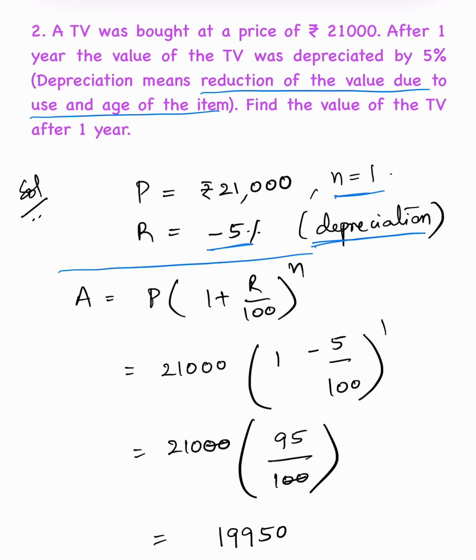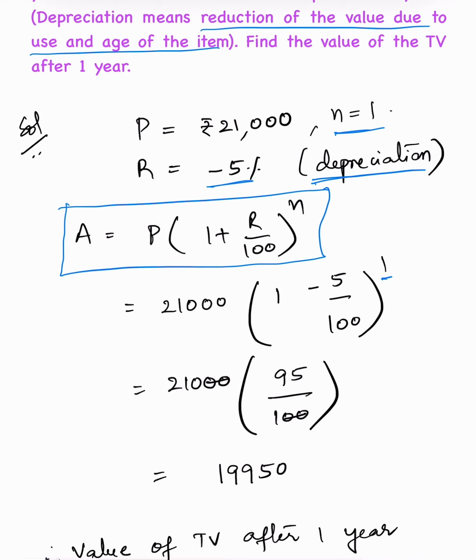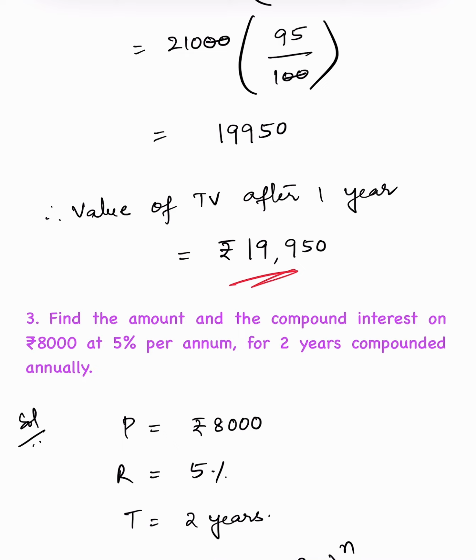So first let us apply the formula for amount. Amount equals P into 1 plus R by 100 whole power N. This is the amount formula. So here principal P is 21,000 into 1 plus, instead of R we put minus 5. Plus into minus is minus, so 1 minus 5 by 100 whole power 1, because N is 1 here. That is 21,000 into 95 by 100. After simplification this becomes 19,950. So the value of the TV after 1 year is rupees 19,950.